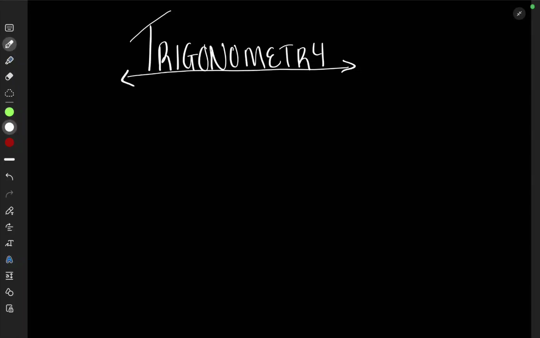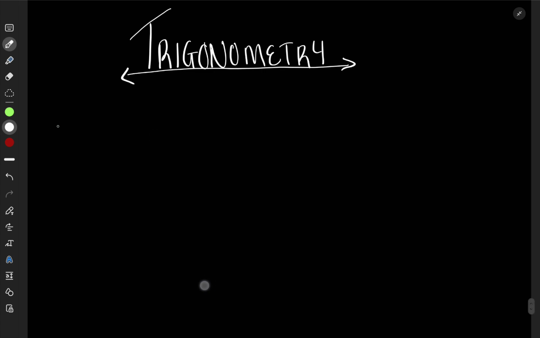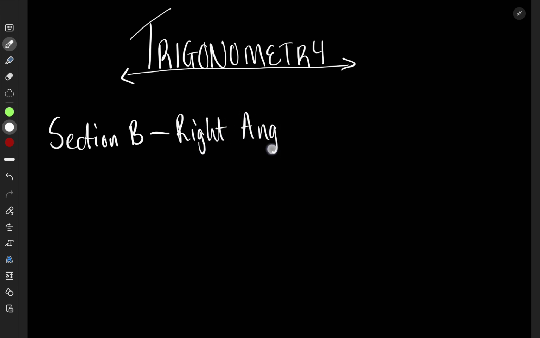So now we quickly just want to go through section B and section C and see what's up. If you remember, section B is for right angled triangles. Here we have section A, which is bearing, then section B is right angled triangles.